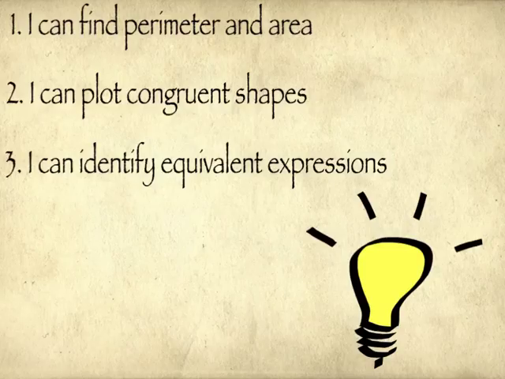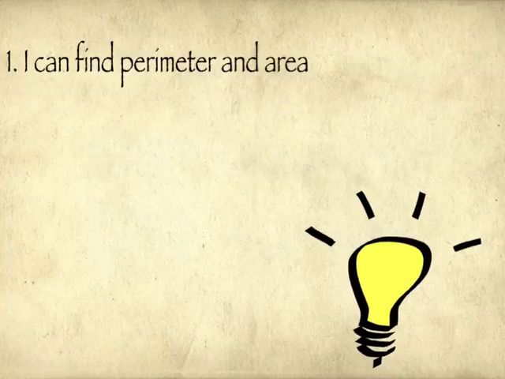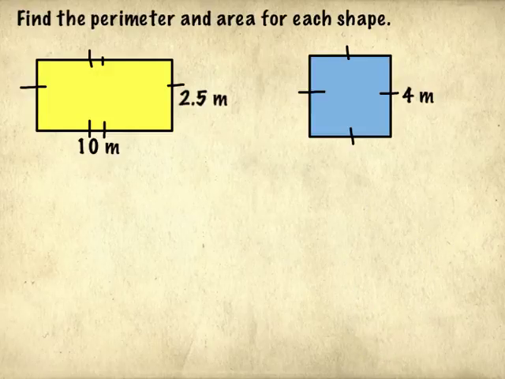Your objectives for today are to find perimeter and area, plot congruent shapes, and identify equivalent expressions. So we will start with a quick review of perimeter and area. So here are two quick examples. Find the perimeter and area for each shape.